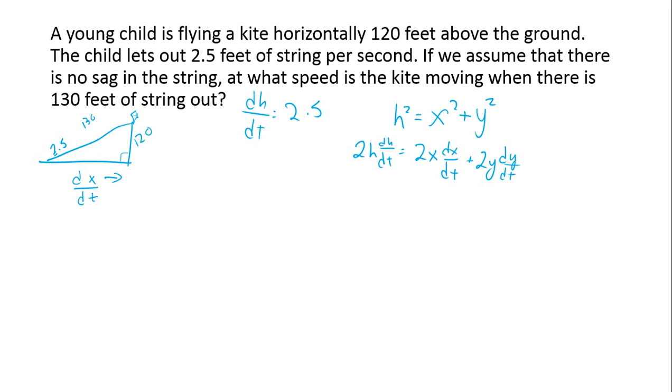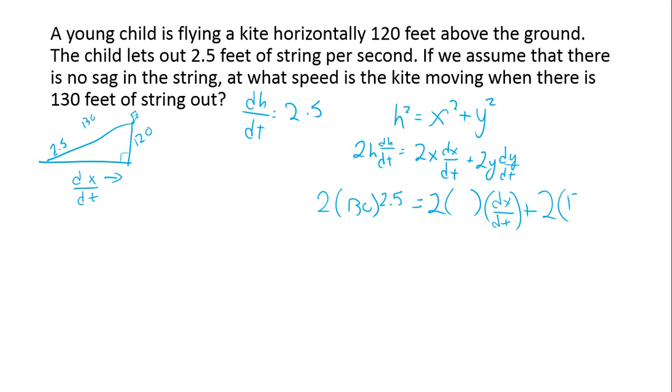Well, we know what dh is. We know what h is. h is 130, dh over dt is 2.5. We know what 2 is. We know what x is, we still have to calculate that. And then we have our dx over dt, which is what we're trying to find.